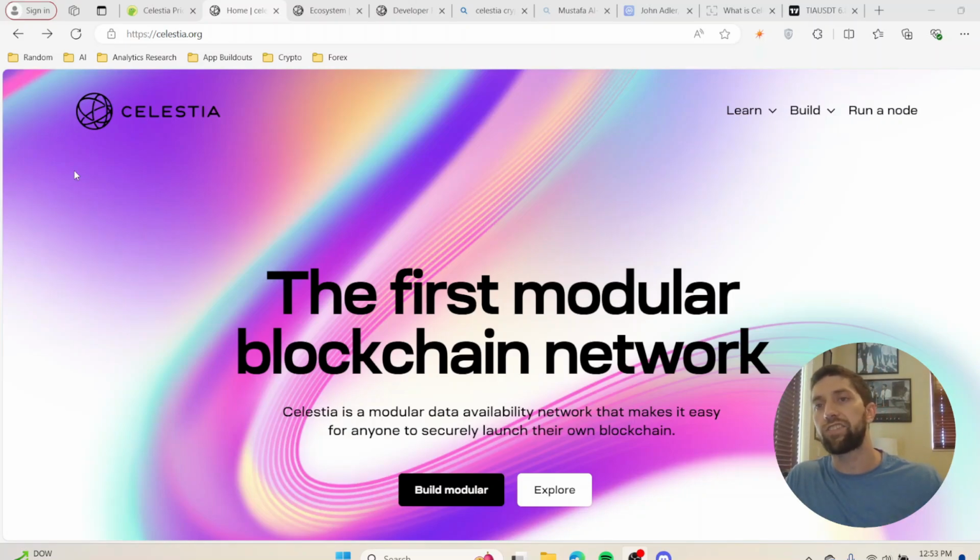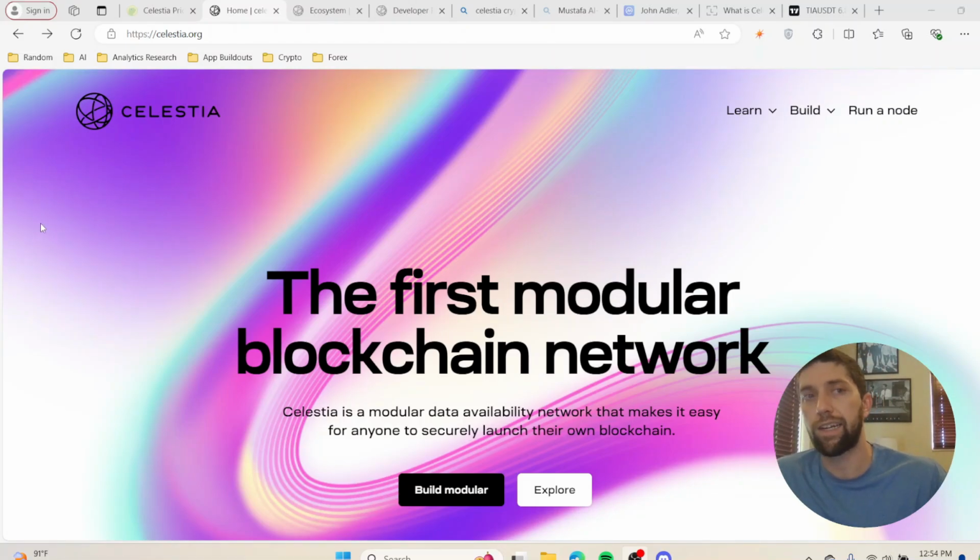But now that we got all of that out of the way, let's talk about this project, also known as $TIA. Now, this is going to be the first modular blockchain network. Modular meaning that basically how the blockchain works is that there's going to be two consensus layers that the blockchain is talking on, and Celestia made it so that both of these different layers are going to be communicating on one modular layer, which in turn makes for a smoother and faster blockchain communication.